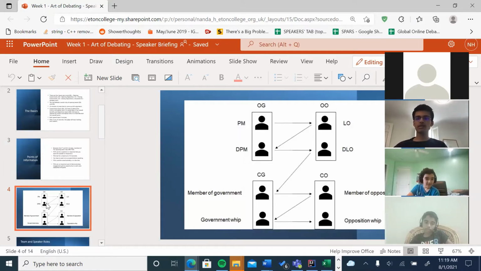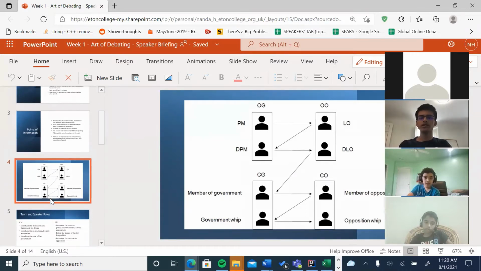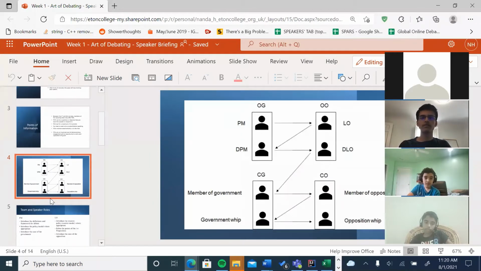You have opening government with the Prime Minister and the Deputy Prime Minister, opening opposition with the Leader of Opposition and Deputy Leader of Opposition, and then the closing government and closing opposition teams with member of government, member of opposition, and government whip and opposition whip. And the speaking order is as follows, as demonstrated by the arrows.